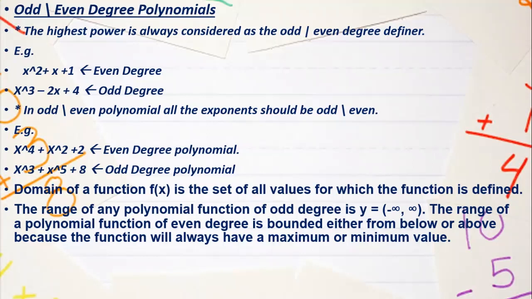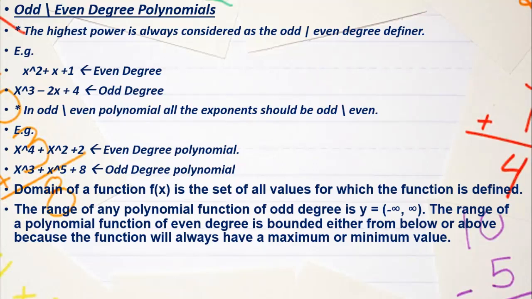The next one is x cubed minus 2x plus 4. This is an odd degree because the power of x is cubed, not even degree. And we have to look at the leading coefficients as well. We can only determine by looking at the leading coefficients. And in the odd or even degree polynomial, all the exponents should be odd or even. That's what I just said.